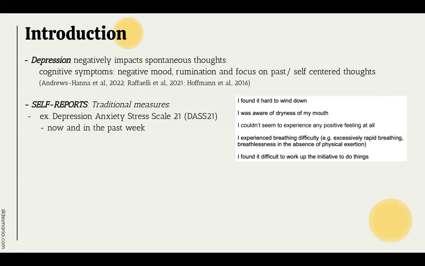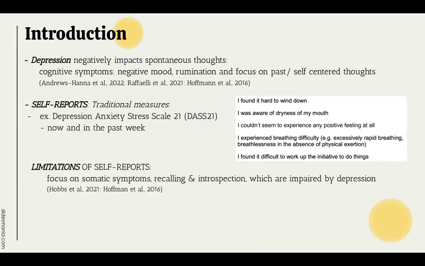There are a few limitations of using self-reports to look at the cognitive symptoms of depression. Some of them are a high focus on somatic symptoms, and a need for recalling and introspection, because participants have to be self-aware enough to know that they're feeling that way, but they also have to recall how many times a week they have felt that way. And it has been shown that these two skills are usually impaired by depression. So there is a real need to find an objective measure to complement the work of self-report.